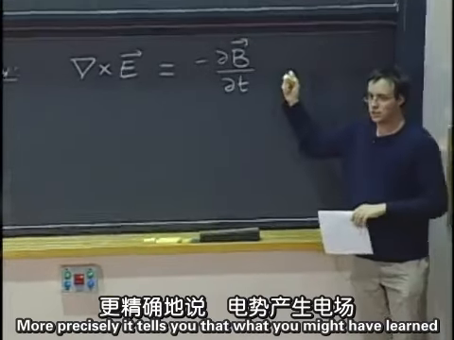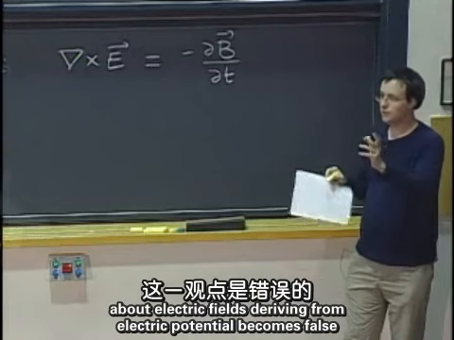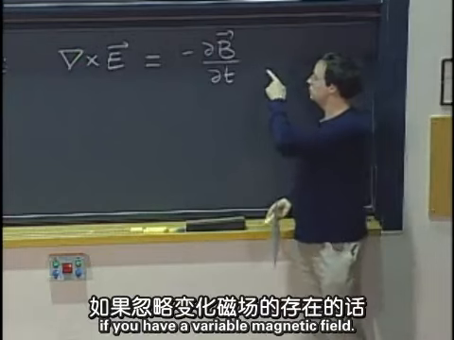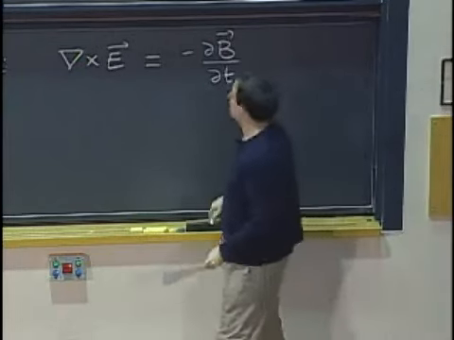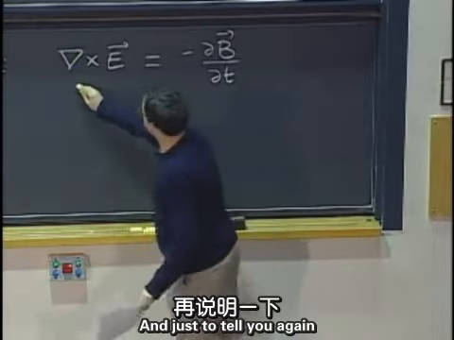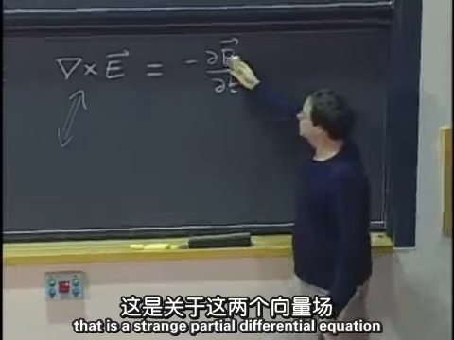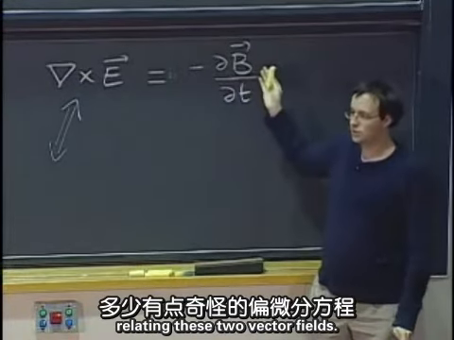Okay, so more precisely, it tells you that what you might have learned about electric fields deriving from electric potential becomes false if you have a variable magnetic field. And just to tell you, that's again a strange partial differential equation relating these two vector fields.